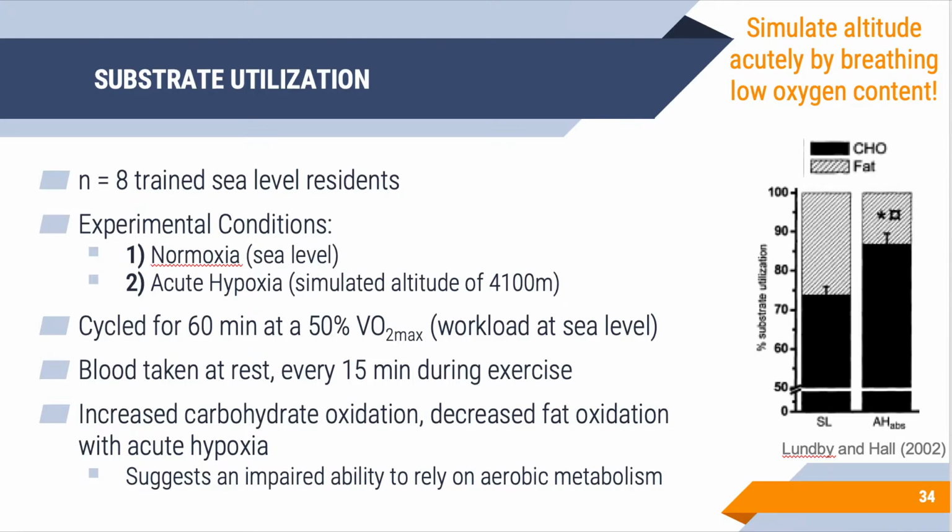So the figure on the right here is just showing us the percentage of carb and fat utilized for this exercise bout. SL is sea level and AH is acute hypoxia. And what we see again is that there's this increased reliance on carbohydrates and a reduced reliance on fats. So now you're probably thinking, why might this be happening?